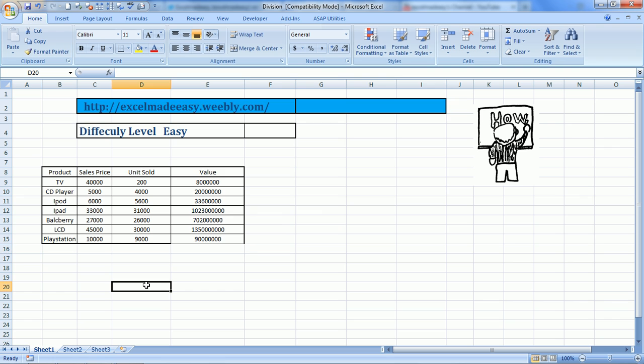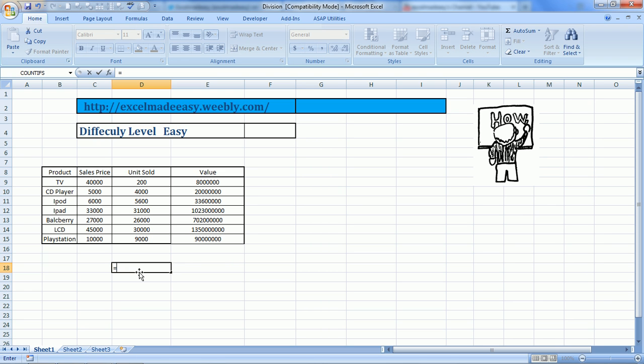Now we would like to divide. Say I want to find out, if this is the total value, which is around 80 lakhs, 8 followed by 7 zeros, now if I divide this by the sale price, then I would be able to arrive at the number of units sold, right? So how do we do it?